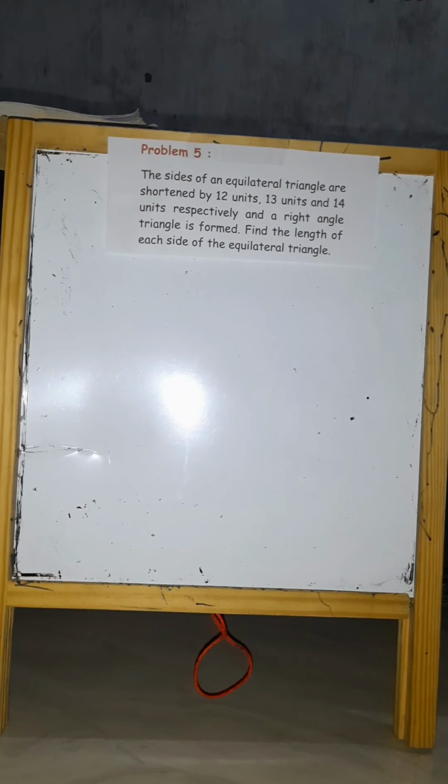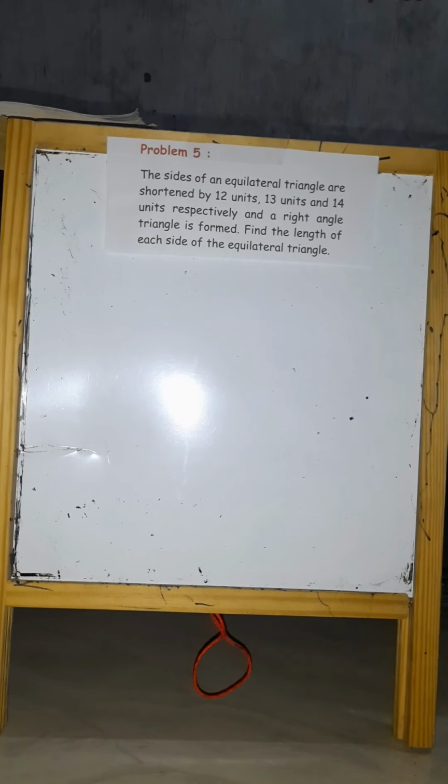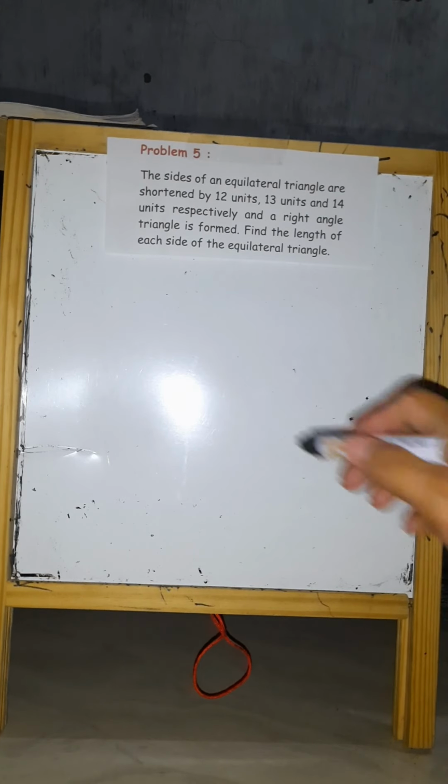Okay, let us now proceed to problem number 5. The sides of an equilateral triangle are shortened by 12 units, 13 units, and 14 units respectively, and a right angle triangle is formed. Find the length of each side of the equilateral triangle. So the question is, what is the length of each side of the equilateral triangle?